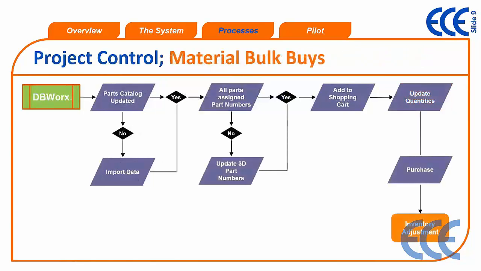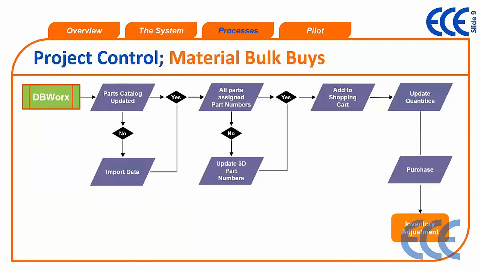The next project control task would be just doing bulk buys, material buys off the catalog itself. So inside DBWorks, you'd go to your parts catalog, you'd make sure it's updated. If it is updated and you have part numbers assigned to everything, then you just go shopping, right? Update your quantities and make your purchase. And then the system would update the inventory automatically for you.